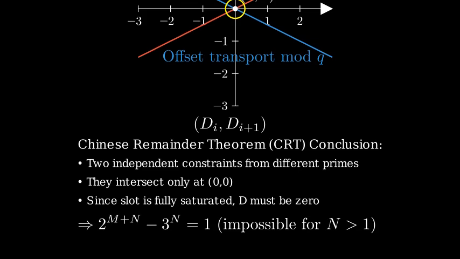Therefore, the only possible d vector around the loop is 0, which violates the block loop identity unless 2 to the m plus n minus 3 to the n equals 1.